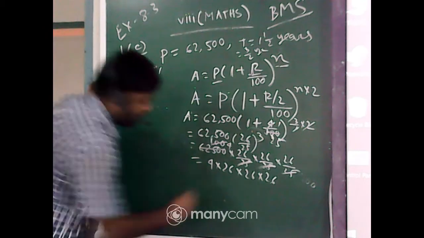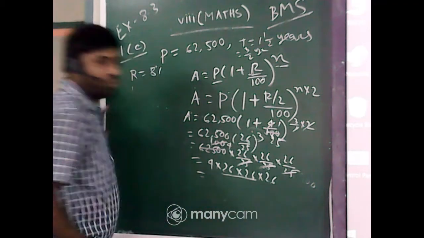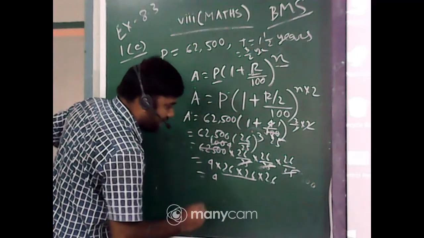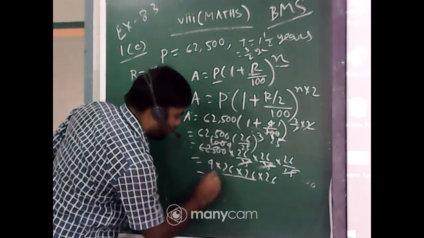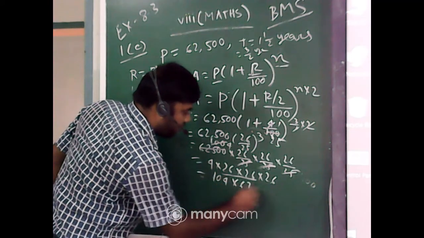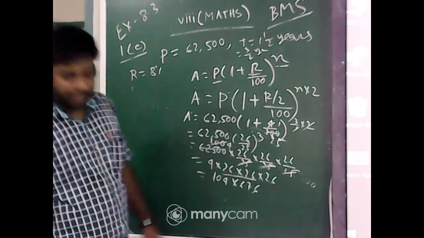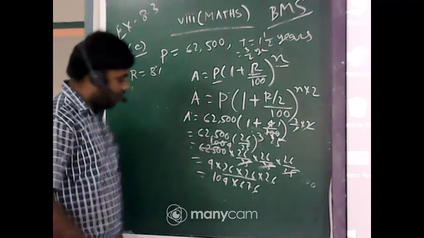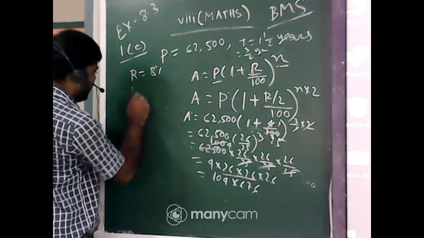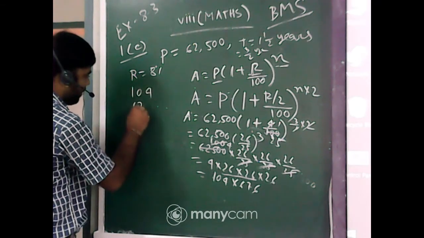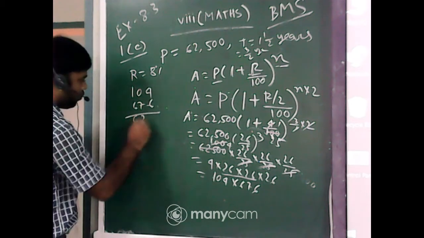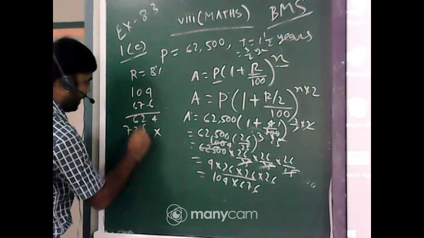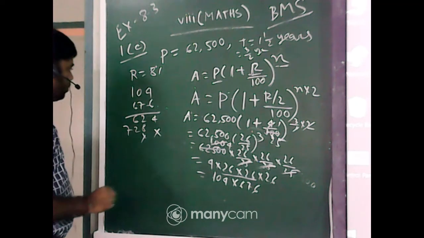So 26 into 26, square of 26, that is 676. So 4 into 26, it means 104, into 676. So 676 into 104, that will give you, I am doing the calculation here: 676 into 104.